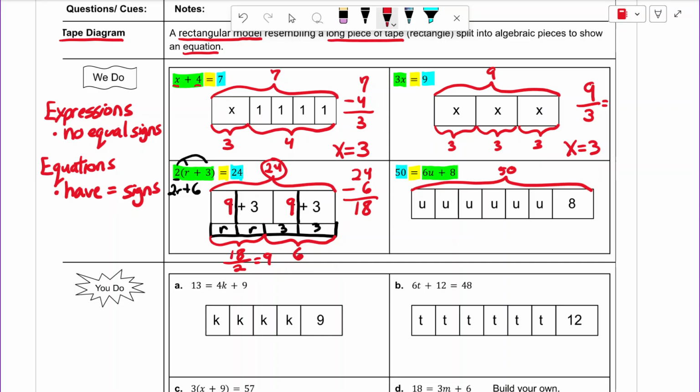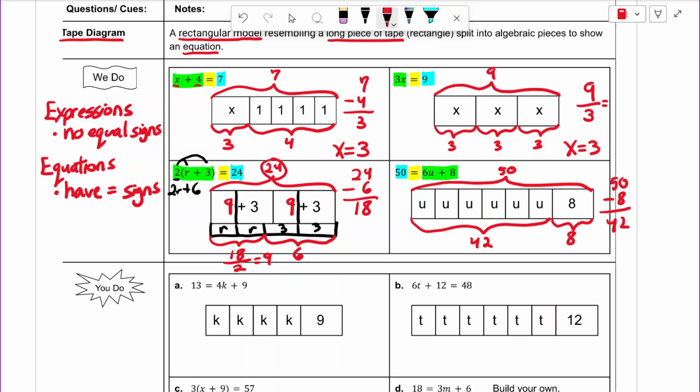All right, we see that we have a couple of different pieces of tape here. We have this one, which is exactly worth 8. And then we have all these U's here. And it looks like there are 6 U's. So let's go ahead and take care of the easy number first, the constant down here, and do 50 minus 8. And we get 42. So the rest of these U's are worth 42.